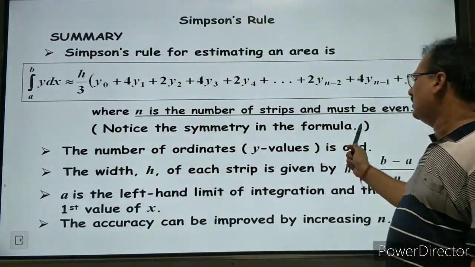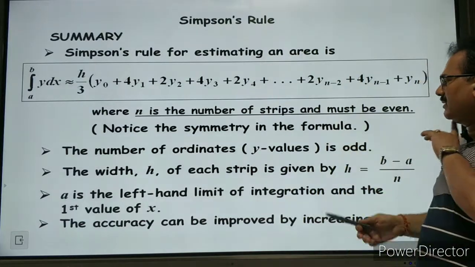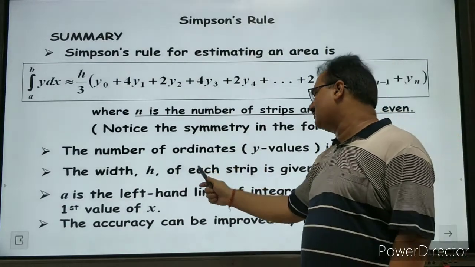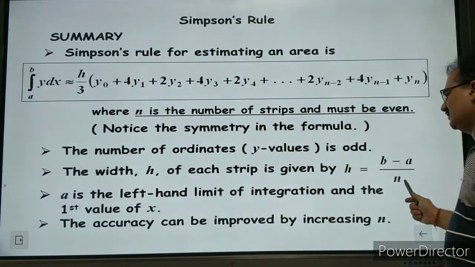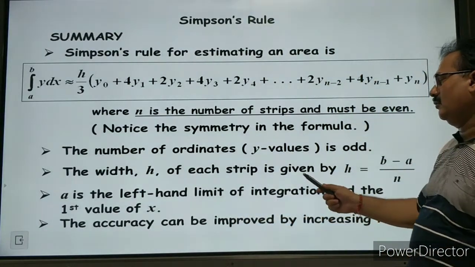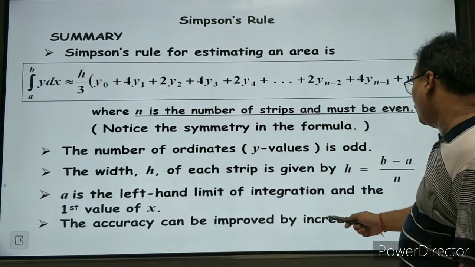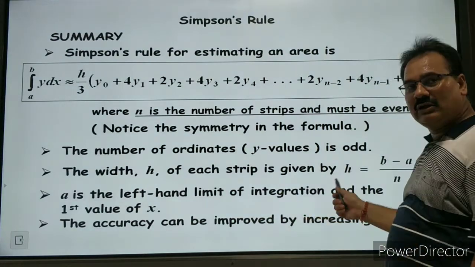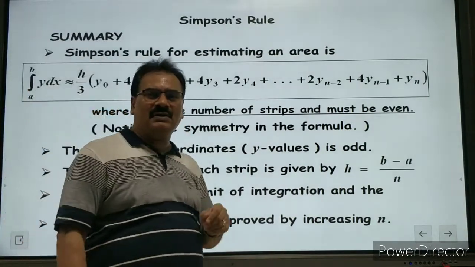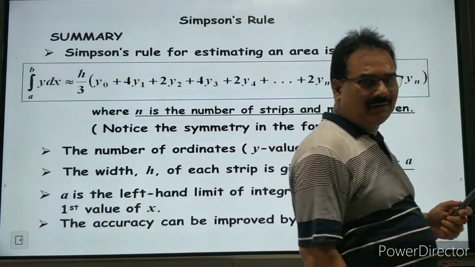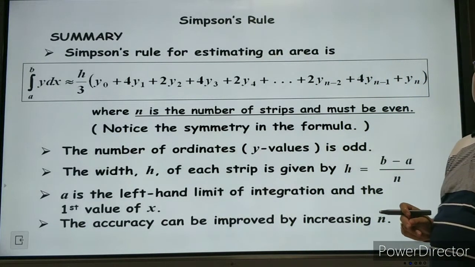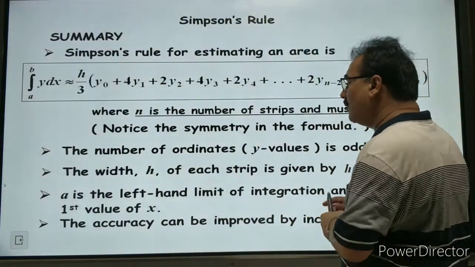Notice the symmetry in the formula. As I said, the number of ordinates, the y values, is odd. The width h of each strip is given by h equals (b minus a) by n, where a is the left-hand limit of integration and the first value of x. The accuracy can be improved by increasing n. So always remember in numerical integration, if you increase the number of strips, then accuracy will be better. Stability and accuracy both may be increased if you increase the number of values.